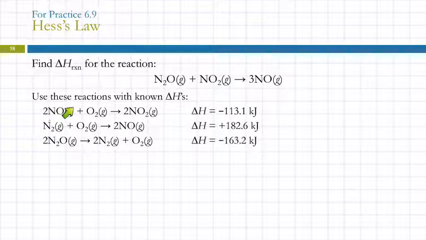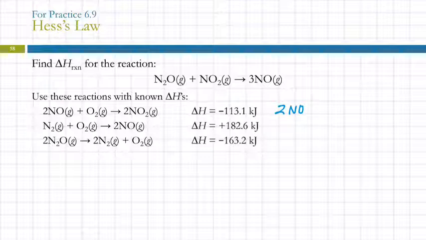So let's just maybe start with this first one. If I write this as it's written here, am I going to end up with NO on the right side? Here, NO's on the left side, so that's not going to work. What if I reverse the equation? If I write it backwards, would that work? If I write the product first, that's not very good too.